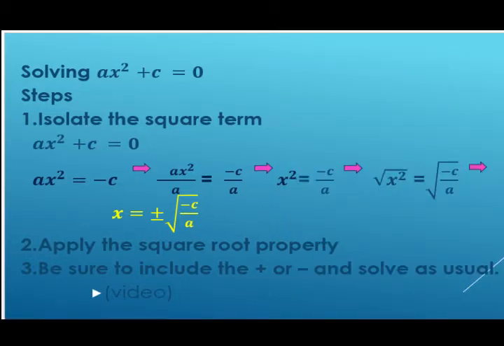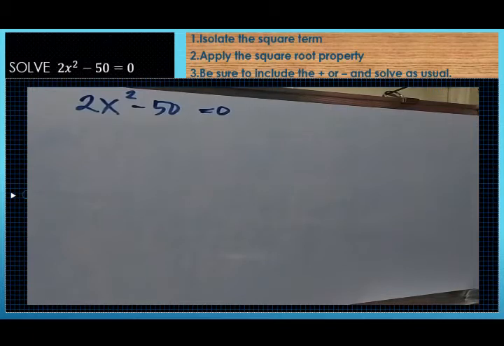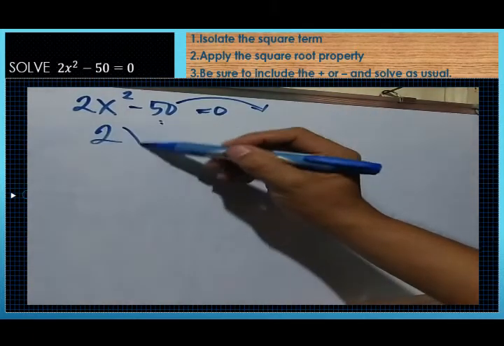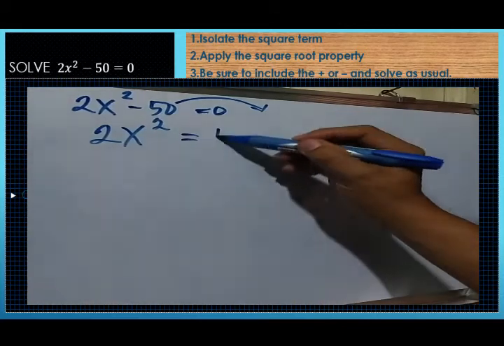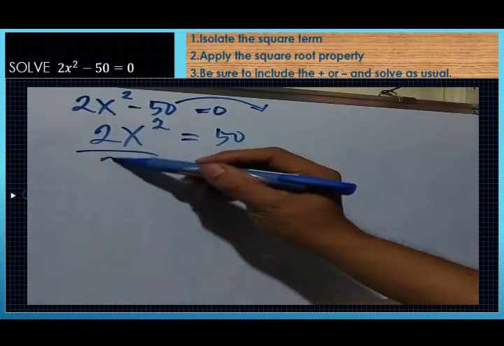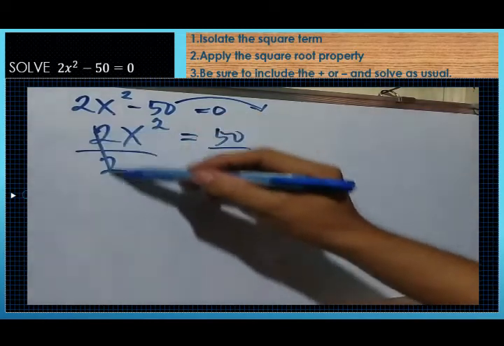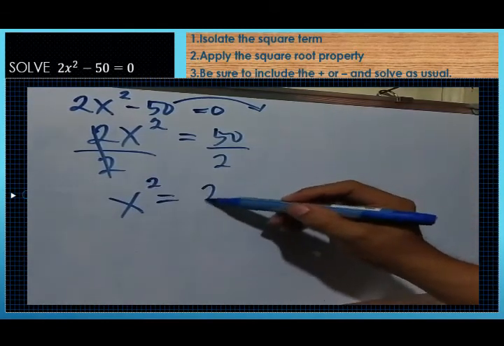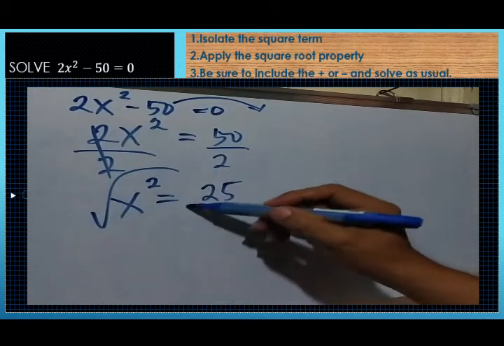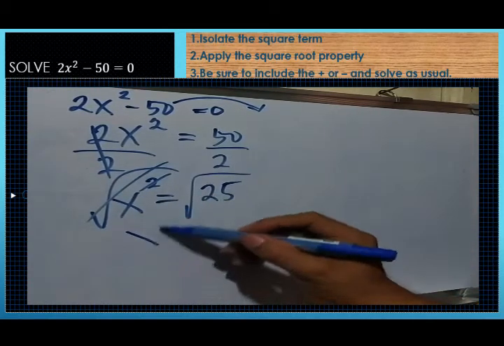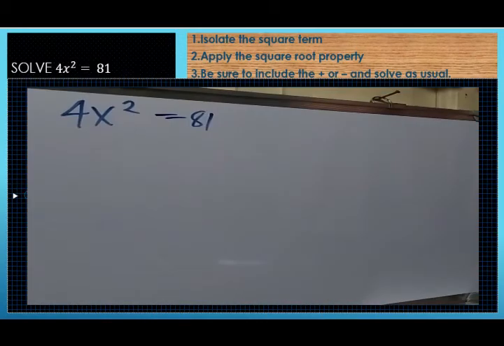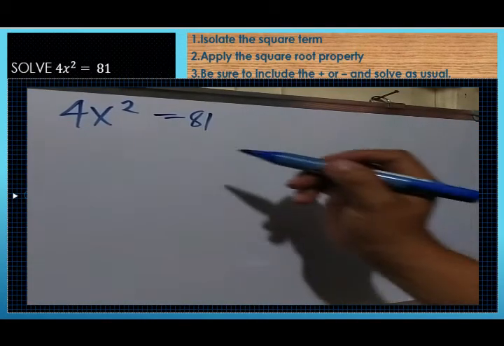Okay, let us solve, for example, the equation 2x squared minus 50 is equal to 0 using the extracting the square root method. We have 2x squared is equal to 50. That is isolating your x squared. Divide both sides by 2, cancel. We now have x squared is equal to 25. Applying the square root method, we have x is equal to positive negative 5. So the value of x is positive negative 5.